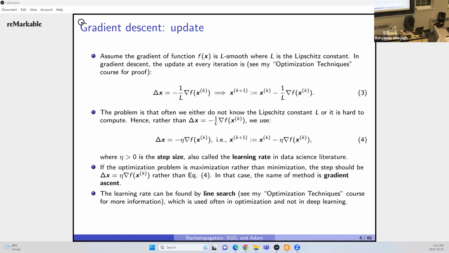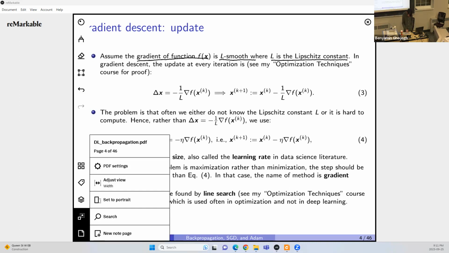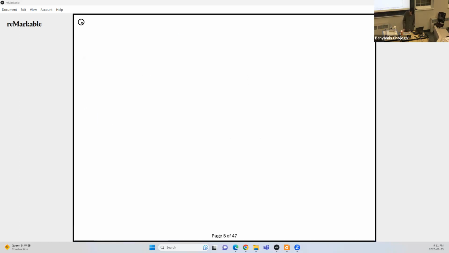So assume the gradient of function f of x is L smooth, where L is a Lipschitz constant. What is L smoothness? Did I talk about it in preliminaries? No? Okay. So nothing very complicated. L smoothness or Lipschitz continuity is used a lot in optimization. It basically means an upper bound on the slope of the function.